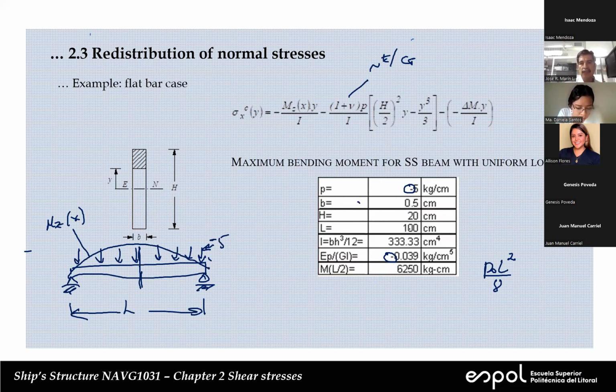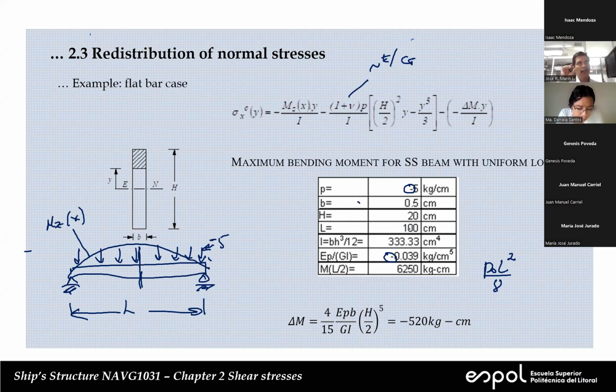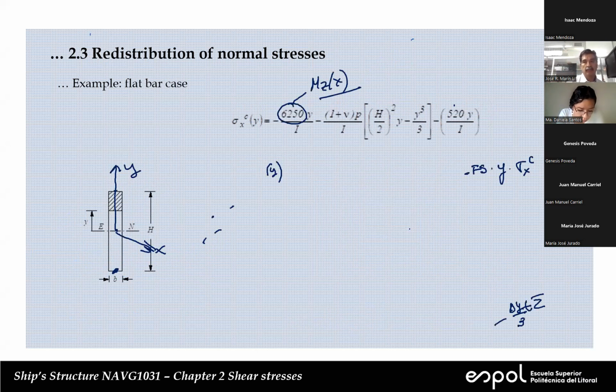Okay, with all of this information, we can proceed and calculate delta M. So we have this integration over the whole section, and this is delta M. If we apply the first two terms, this value of delta M will take us away from equilibrium. So we have to apply it, but with different sign. And that's what we're doing here, okay?